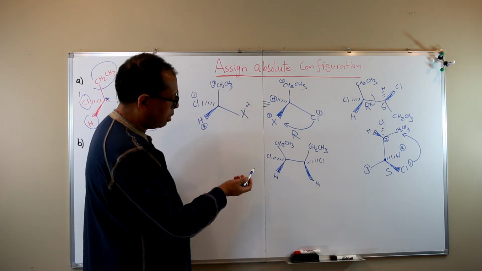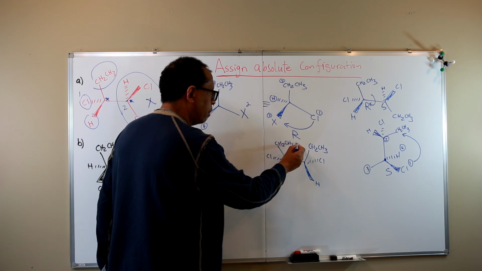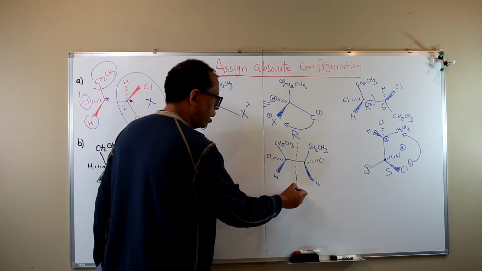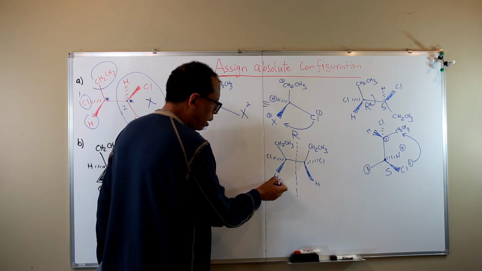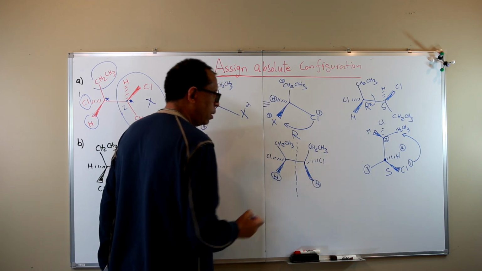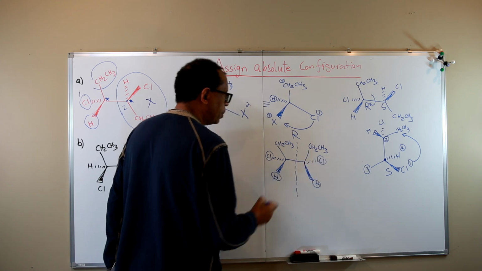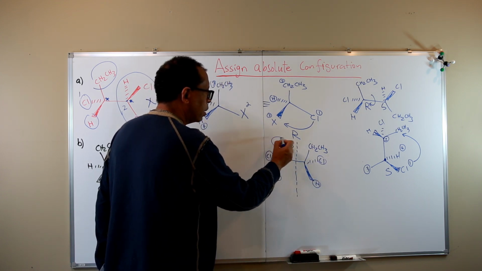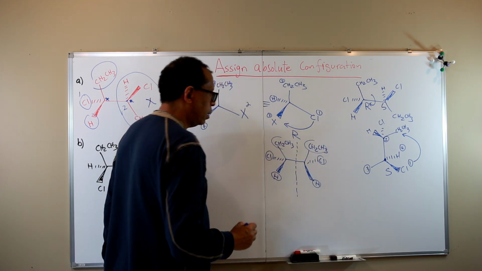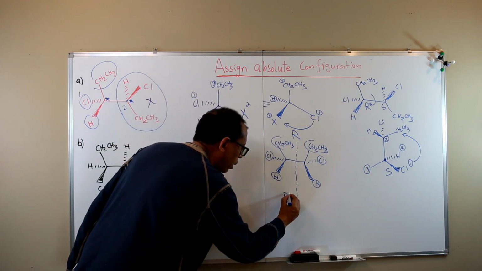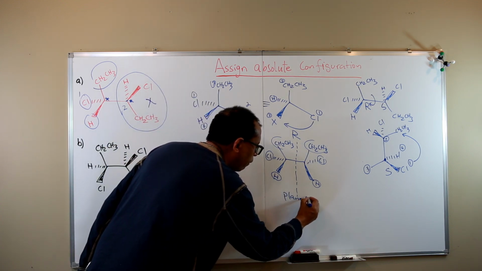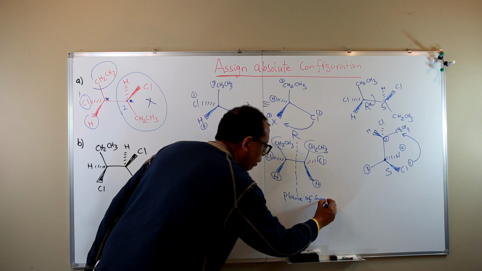So if you just look at that, this is a plane of symmetry. This is a mirror. Exactly. You are reflecting hydrogen to hydrogen. Chlorine is reflected to chlorine. Ethyl is reflected to ethyl. So this molecule has a plane of symmetry within itself.